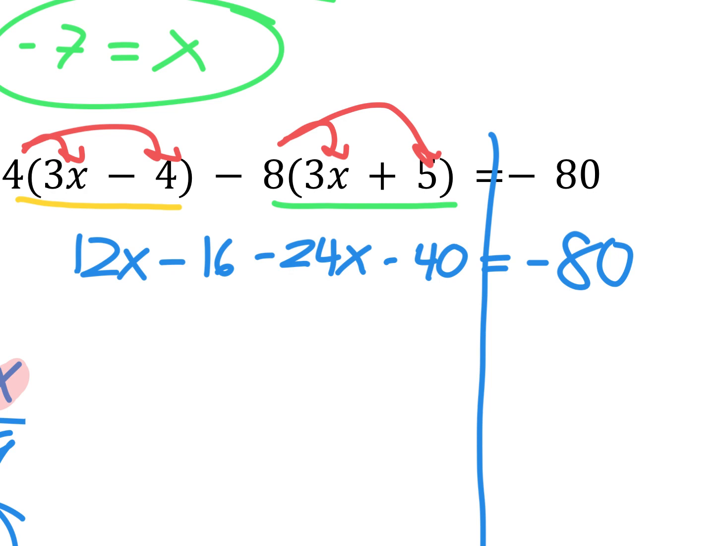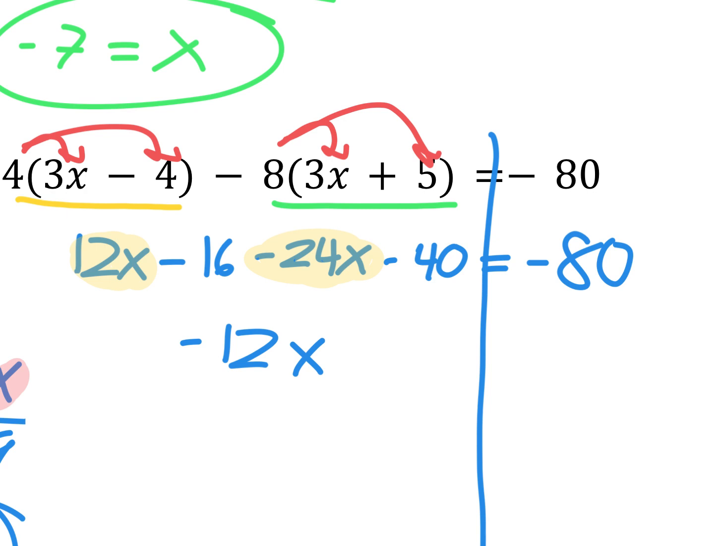Next thing we want to do is combine all of our like terms on the left side of the equation. So I have 12x, and then I also have negative 24x. Since both of those terms have the variable x, I can combine them, or I can combine the numbers in front of x. So this is as simple as doing 12 minus 24. I just combine the two numbers, or the two coefficients. So 12 minus 24 is negative 12. And then the variable with those two terms is x. So it's negative 12x after we combine 12x and negative 24x.